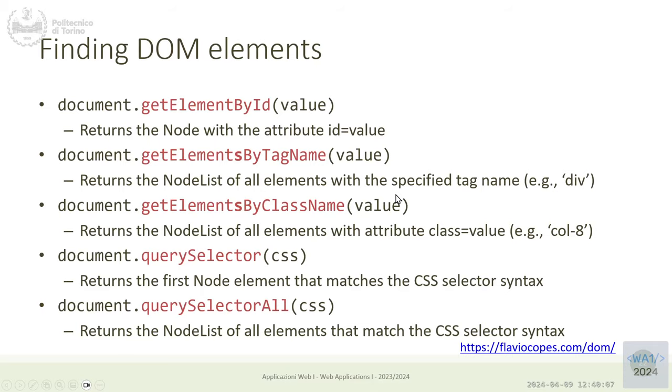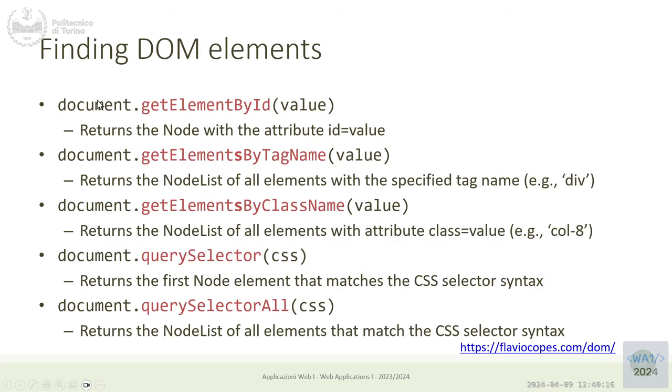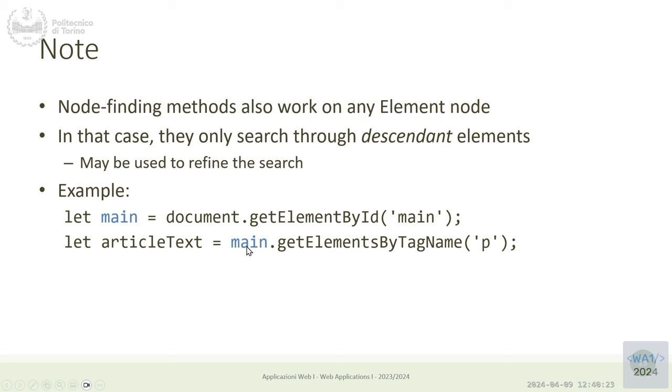So these are all the methods for finding elements in the page. You can find elements starting from document, and they will be searched in the whole page. Or we can search some element from some other element, and in that case, we only search in a subtree rooted at that element. So maybe we have one section of the page, and we want to find the button only in that part of the page. We call the get elements method on the intermediate node instead of the document. In this case, we will find all the paragraphs inside the main section. And the main section, of course, was found maybe by ID, for example.